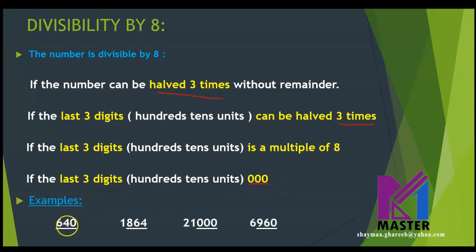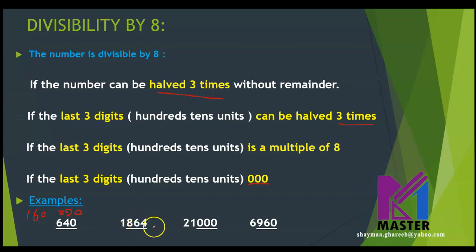This is a 3-digit number, so to check divisibility by 8, I will find the half 3 times. Let's find the first half. The first half is 320. Okay, and this is the first half. Can I half it one more time? Yes, of course. What is the half of 320? It is 160. Can I half it for the third time? Yes, because it's an even number, so it can be halved one more time, which means the 640 can be halved 3 times.